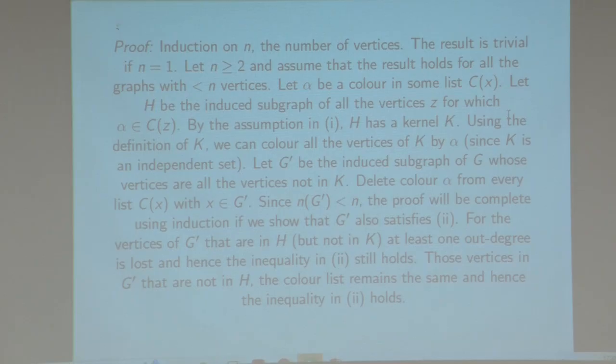So, giving color alpha to all the vertices in the kernel and the proper coloring to all the vertices in G prime gets you a coloring for G.